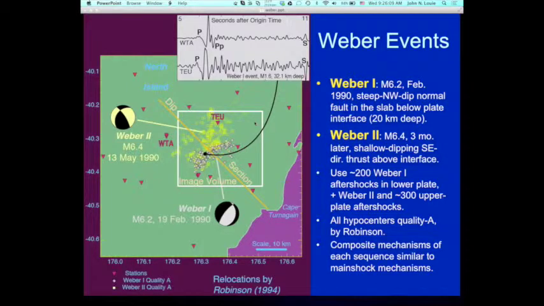Now, a little bit more on the events. Why am I able to get forward scattering with this? We'll look at that pretty soon in a cross section. But there were two main shocks. The Weber 1 event, as it came to be known, was a magnitude 6.2 in February of 1990, and it was.